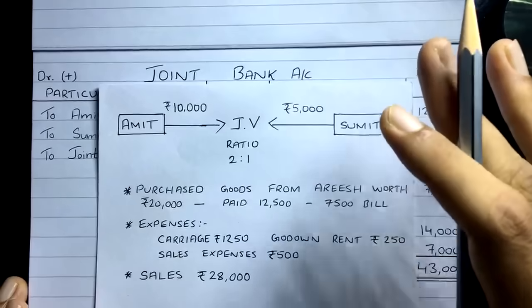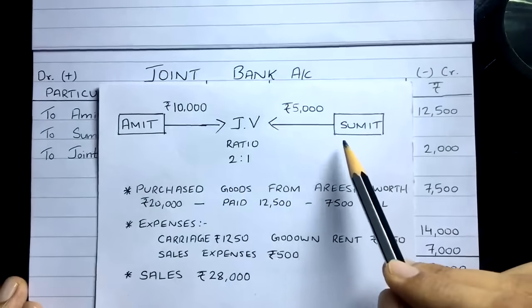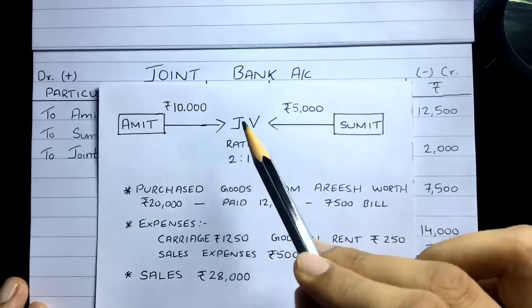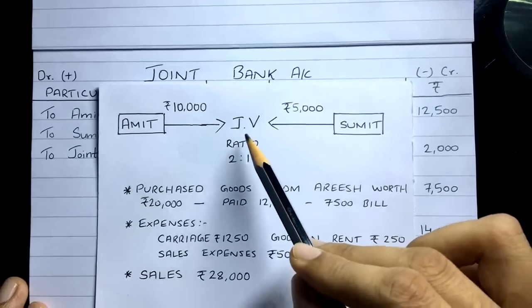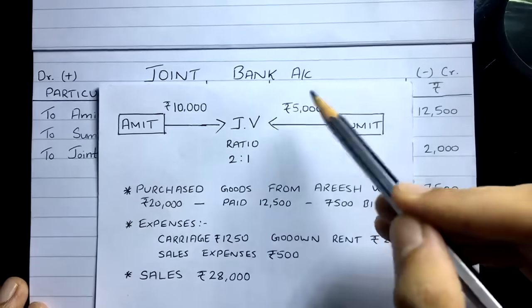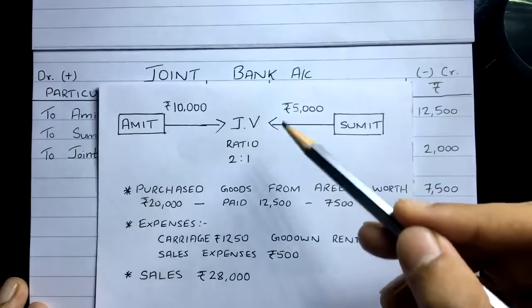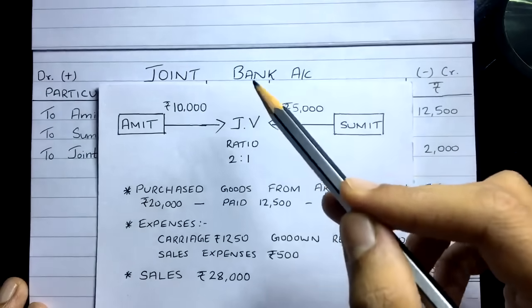At first, what happened? At first, Amit and Sumit contributed capital of 10,000 and 5,000 into this joint venture. So due to this transaction, what happened? Due to this transaction, the capital account of Amit and Sumit increased. All right. And also cash came into the business. That means cash came into the joint bank account. So the joint bank account increased.